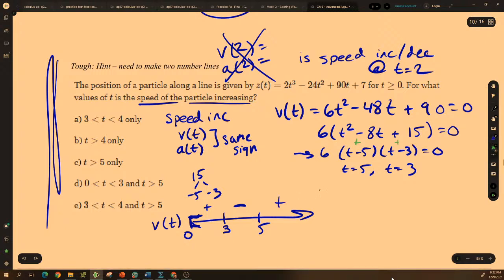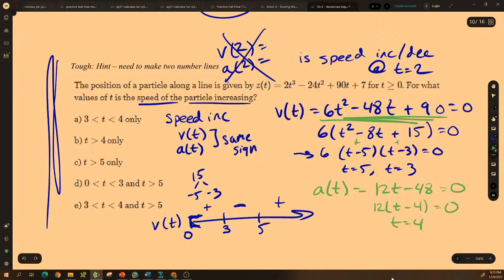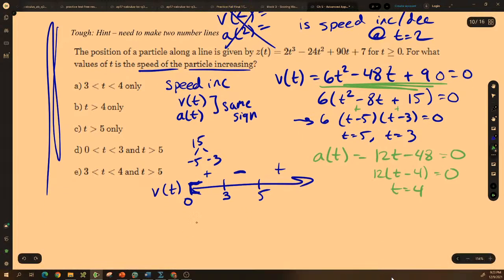Now, I also need to do this for the acceleration. So I'm going to take the derivative of this up here because that looks easier. 12t minus 48 equals 0. And I can factor out 12. I get t minus 4 equals 0. So I get t equals 4. I could have also added 48 and divided by 12.